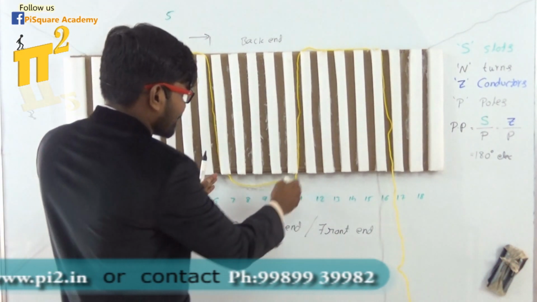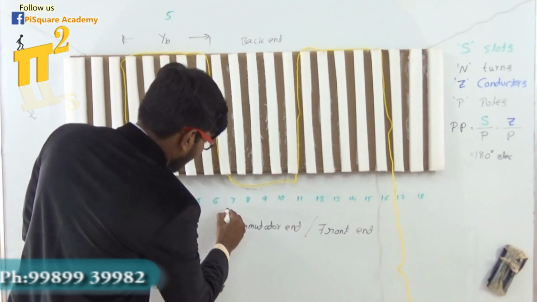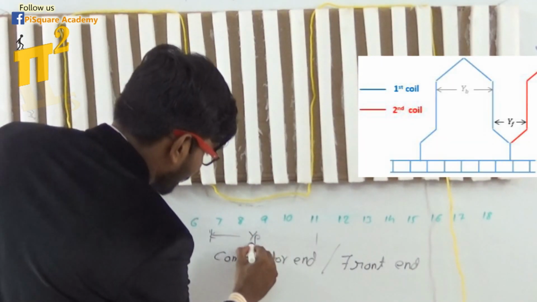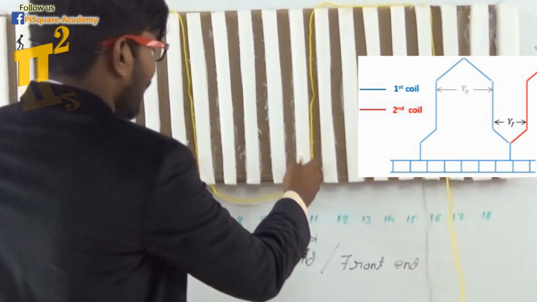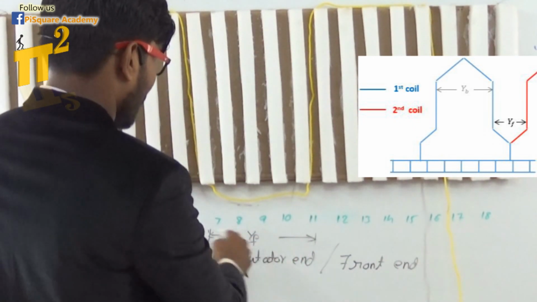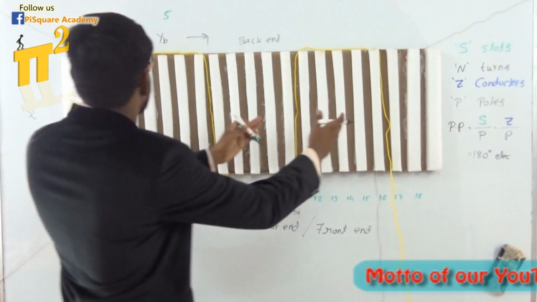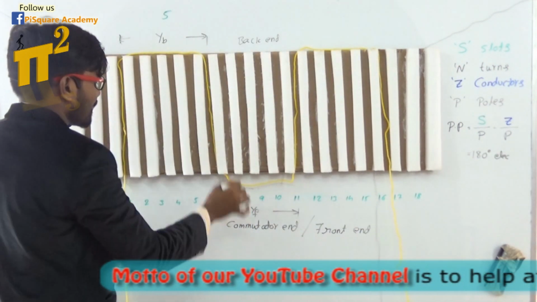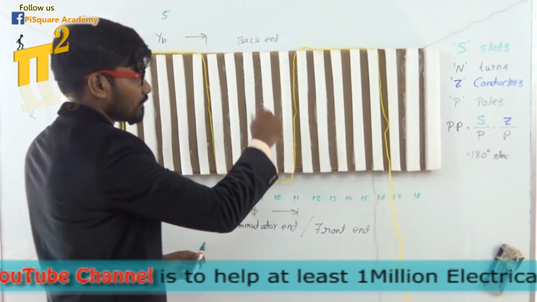Next, we should know this distance. What is this? Front end. So this distance is called front pitch. Alright. How much distance is that? 1, 2, 3, 4, 5. Or 11 minus 6. 11 minus 6 is 5. Again, this will be 5. Again, next this will be 5. So if I have the information of back pitch and front pitch, you can understand, you can draw the winding.